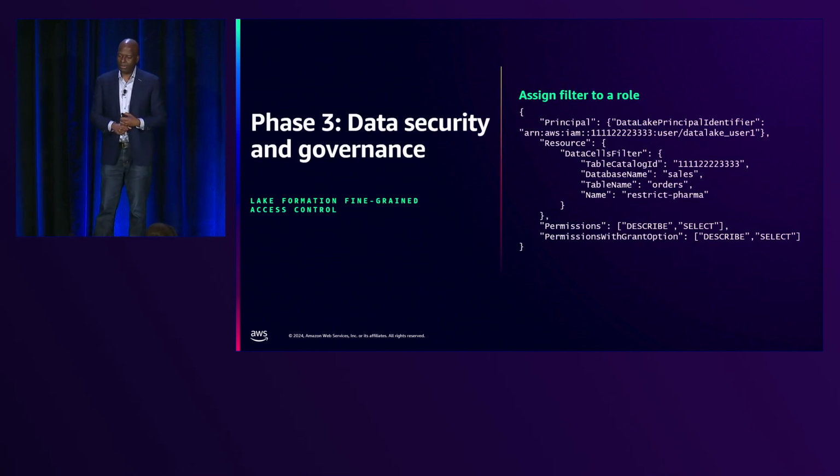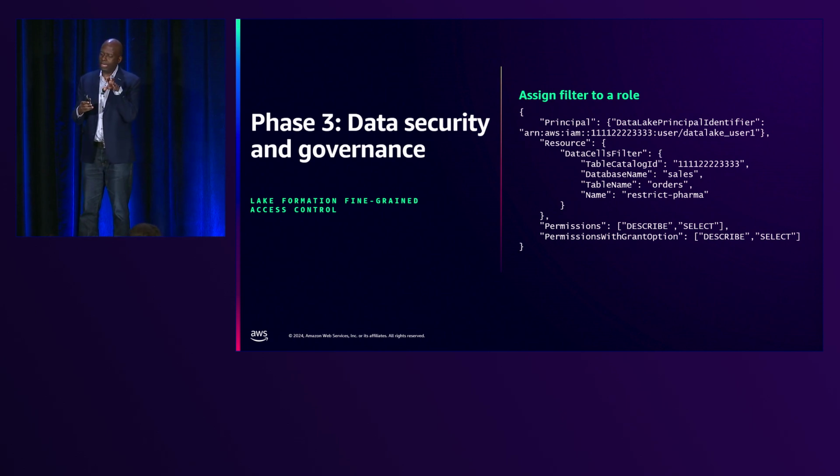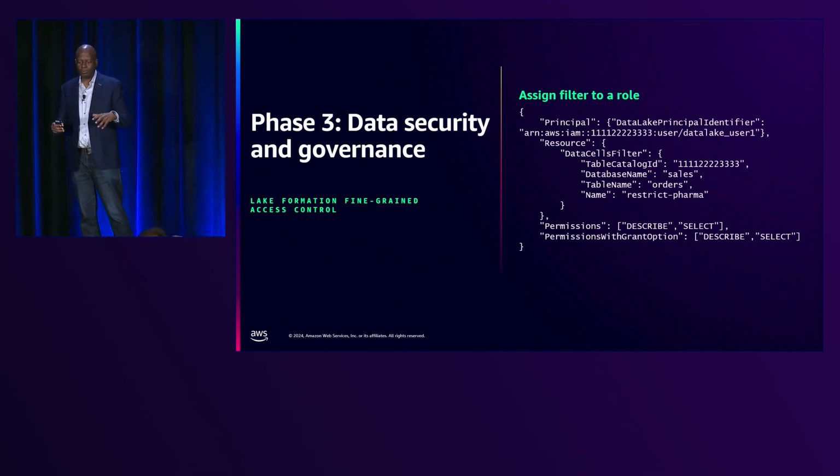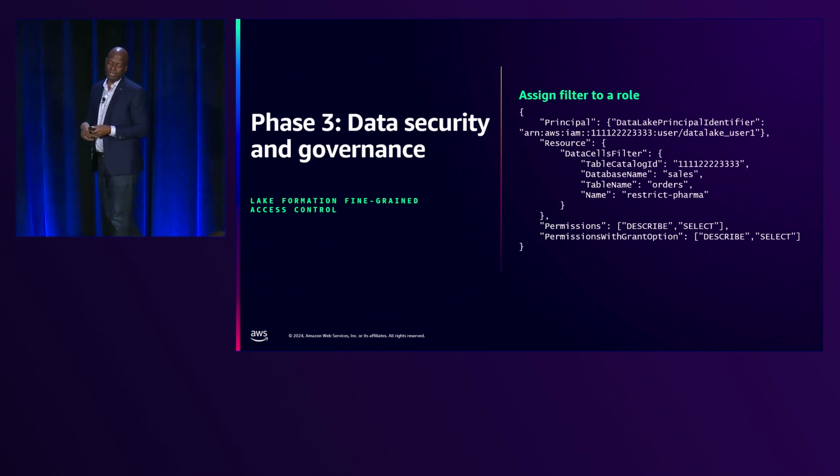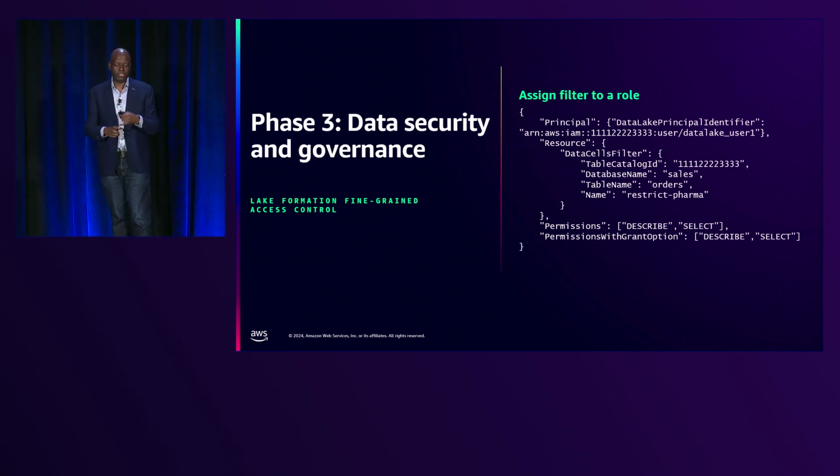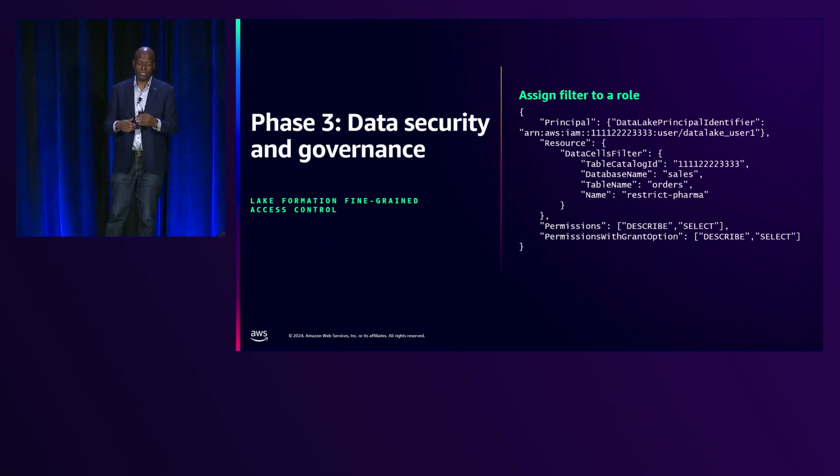The next thing we want to think about is taking those filters and then assigning them to permissions. After we define the row or column level filters, we can say what people can do with the data. In this example, if you notice the second line from the bottom, this is a read-only role. The people who can access this data can only describe or select it. We could make it so they could update data as well, but in this case, because we don't want them to change order data, they can only describe and select.